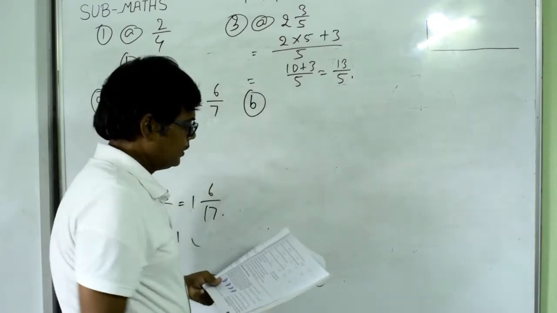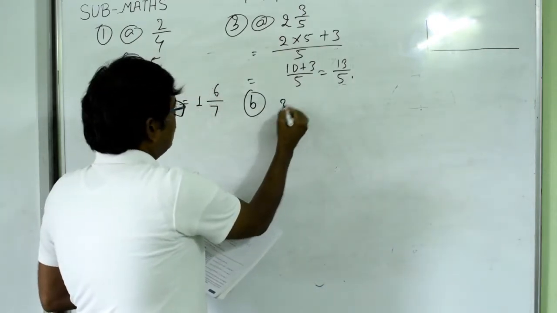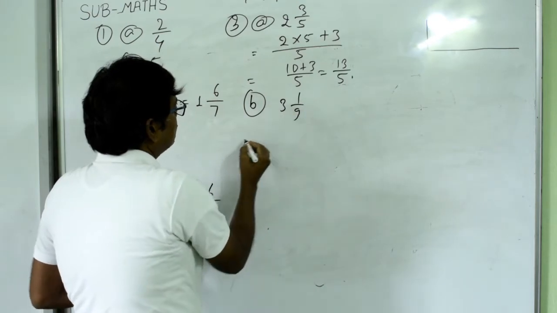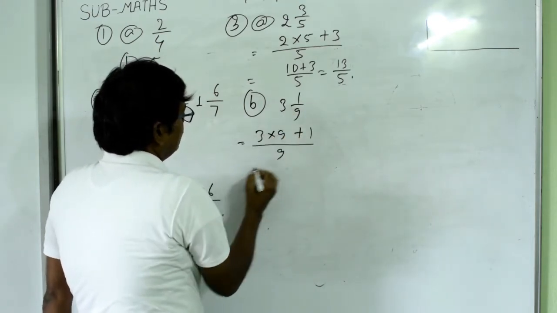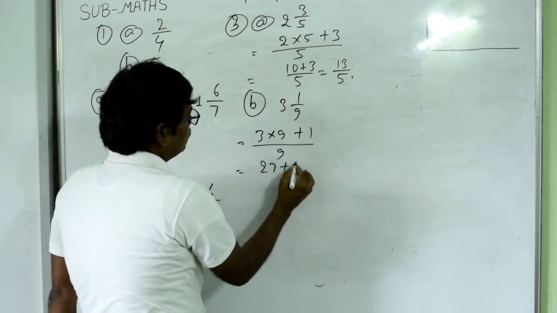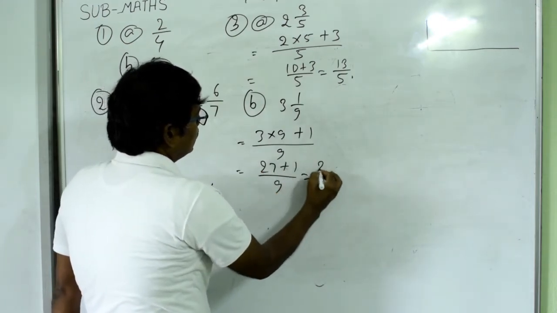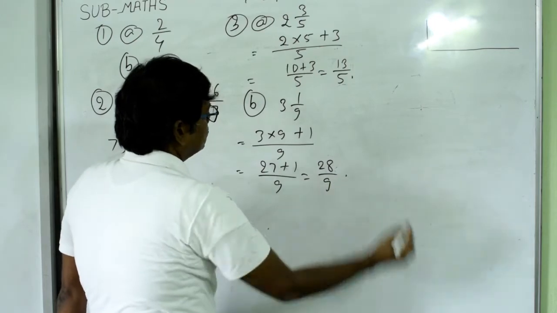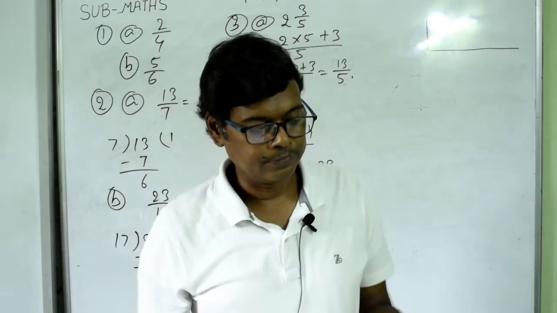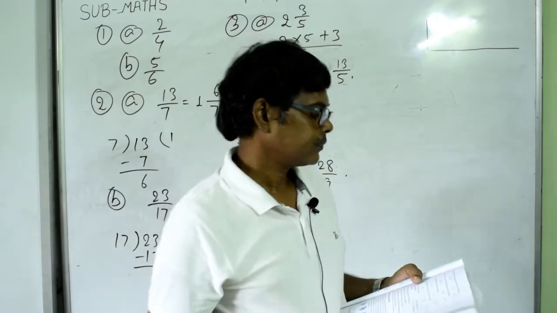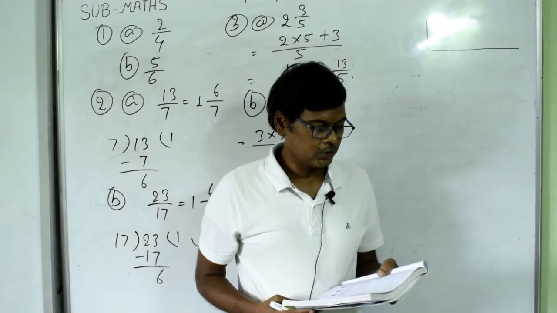Then the next question is B. It is 3 and 1 by 9. So it will be written as 3 into 9 plus 1 by 9. So it will be 27 plus 1 by 9 equal to 28 by 9. So this is the improper fraction of this mixed fraction.